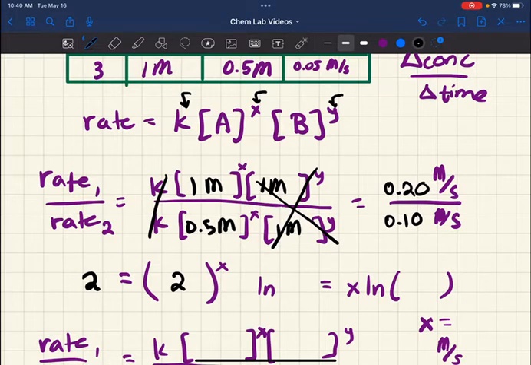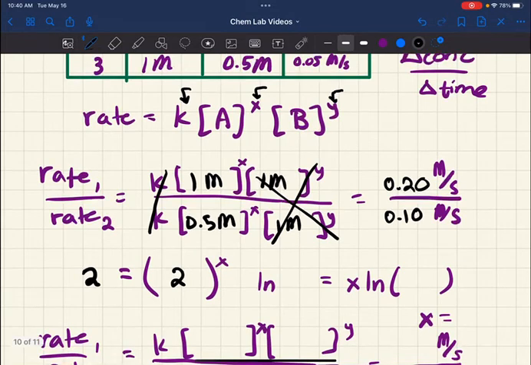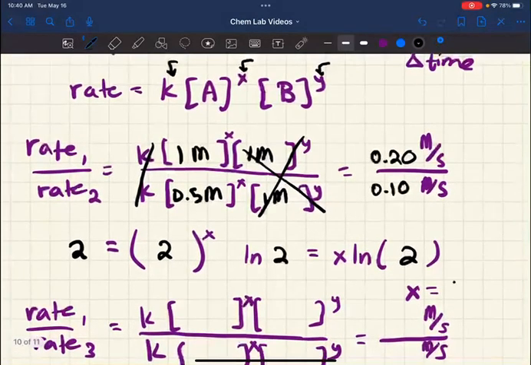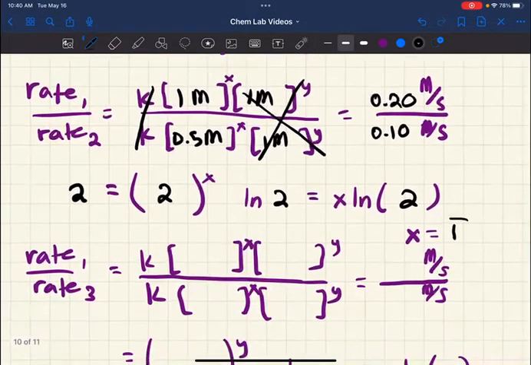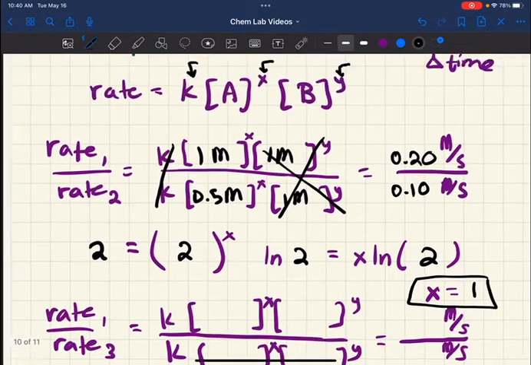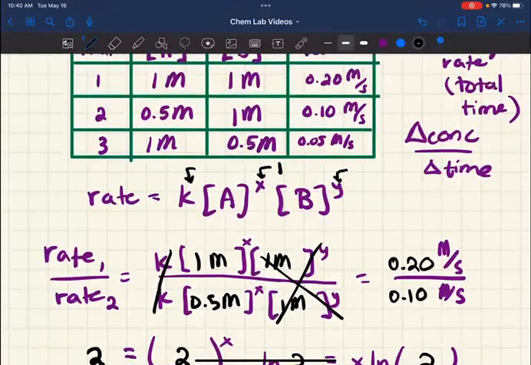If this wasn't super obvious that x should be 1 based on this setup, we could take the natural log of both sides so that we can take x from the exponent to be a factor in front of the natural log as one strategy. So natural log of 2 equals x natural log of 2. And we end up getting that x is 1 when we solve for x. So you can always apply that same mathematical operation, even though it should have been obvious from the very beginning there. So that means that our exponent for A, the reactant, should be 1. So I'll fill that in.